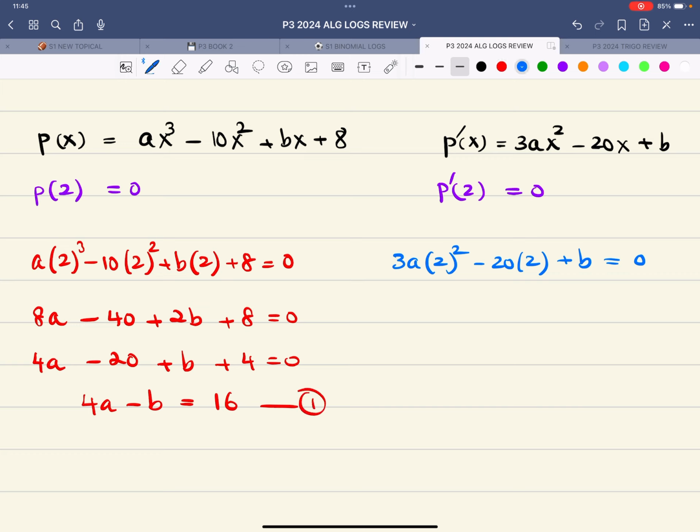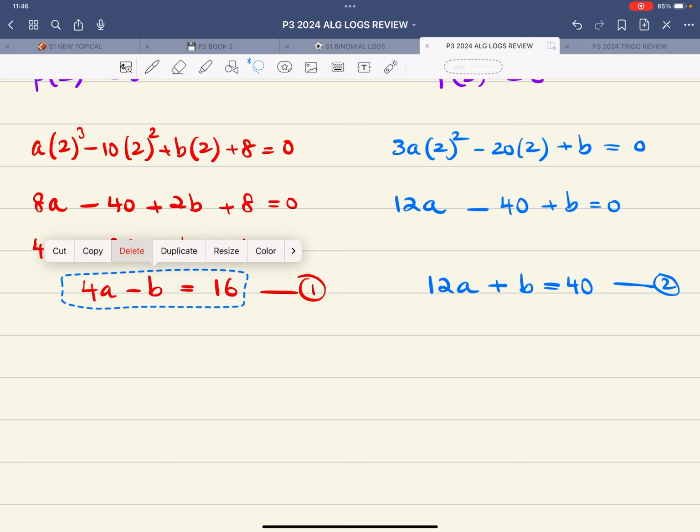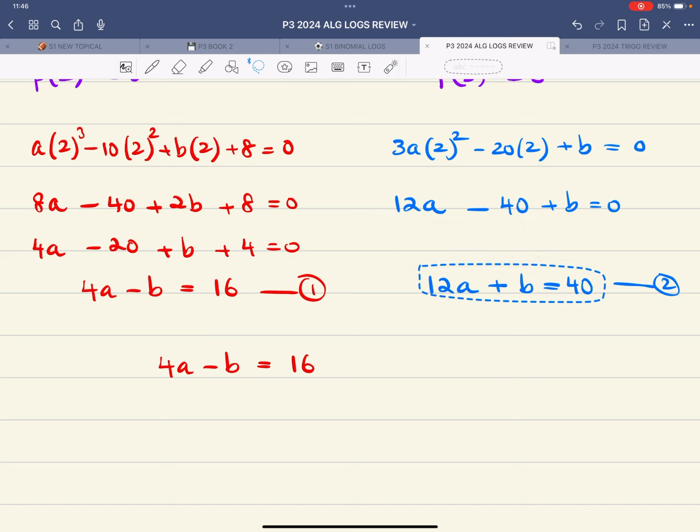Similarly, 4 into 3, that is 12a, and this is 40 plus b equals to 0. Therefore, 12a plus b equals to 40. That is equation number 2. Now it's a traditional question of simultaneous equation. So let me just copy this much and let me write it over here.